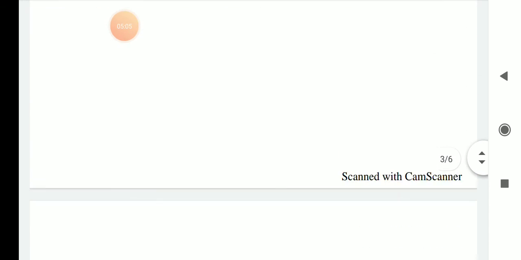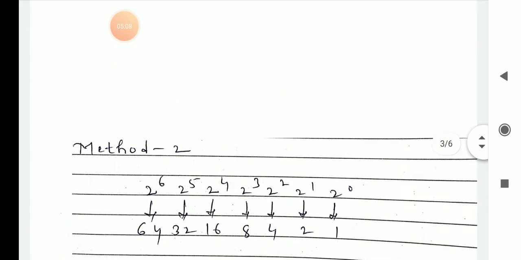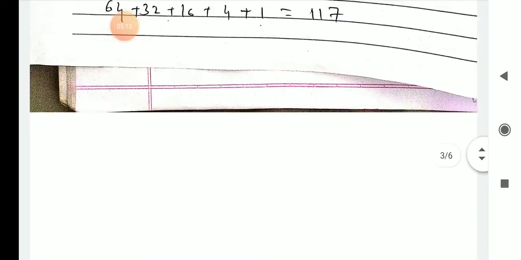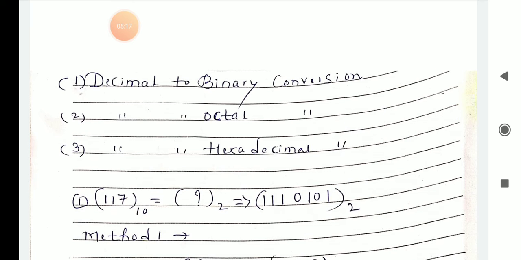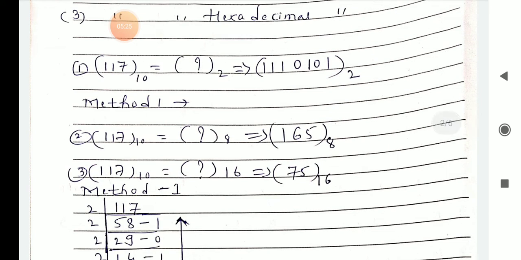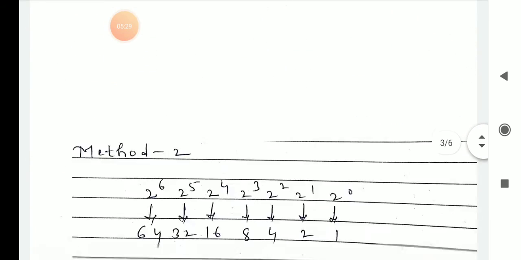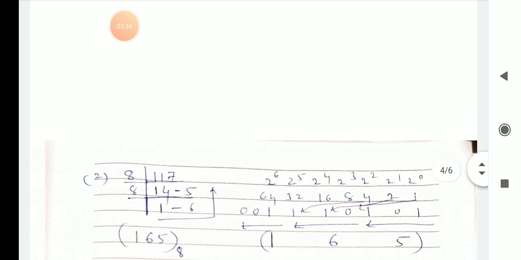Next we will discuss decimal to octal conversion. Octal indicates 8, and the third one, hexadecimal, indicates 16. What is the representation of 117 in terms of decimal to octal? 165 is the answer. How do you get that answer? You have to divide by 8, so 117 you divide by 8.